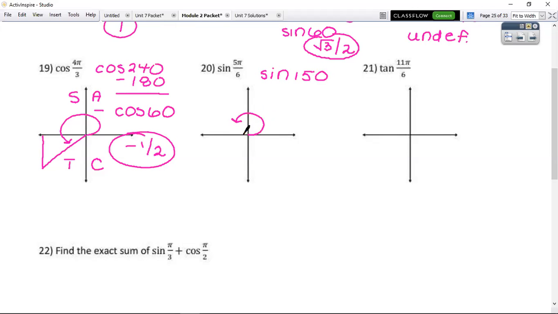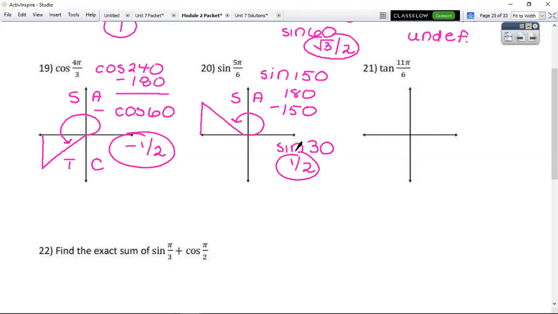And what is the rule for the second quadrant? Yep, sine is positive. Excellent. So I'm going to go 180 minus 150, which means I do the sine of 30, which is equal to 1/2. Good.